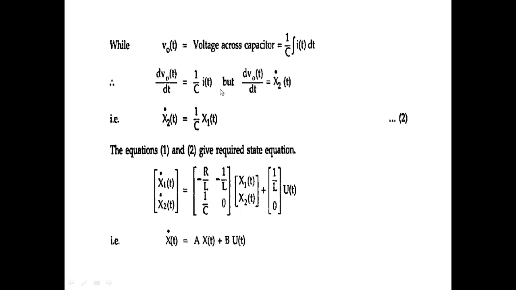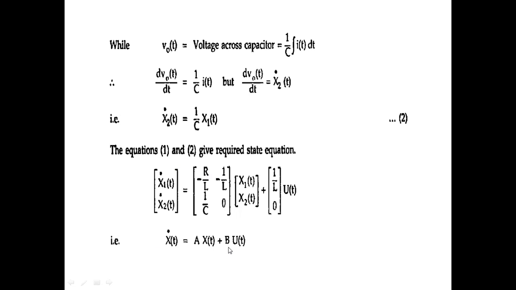So this one we can call x2 dash of t. We can rewrite it, as I of t is nothing but x1 of t, so x2 dash is equal to 1 by C into x1 of t. I'll call this equation number 2. Next, by using equations 1 and 2, we need to form a state equation. The state equation is x dash of t equals A into x of t plus b into u of t.